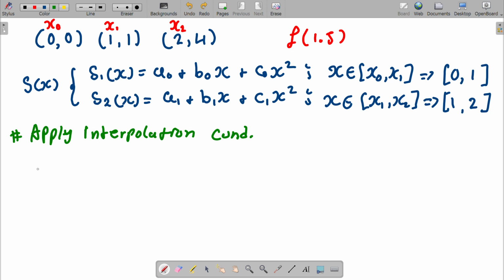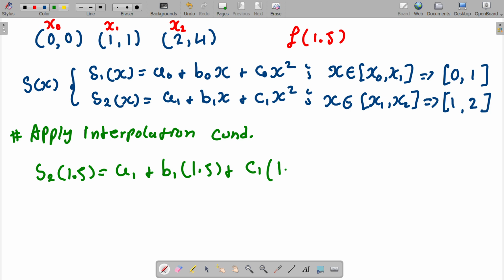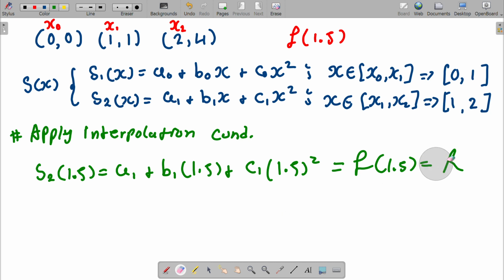If I'm using the second one, I'm going to say s sub 2 of 1.5 is equal to a sub 1 plus b sub 1 multiplied by 1.5 plus c sub 1 multiplied by 1.5 squared. So this is what is going to help me approximate what f of 1.5 is, because all of this is just equal to f of 1.5, and I'm going to find a certain value, let me just say lambda. What we are looking for, if you have observed, is a sub 1, b sub 1, as well as c sub 1.